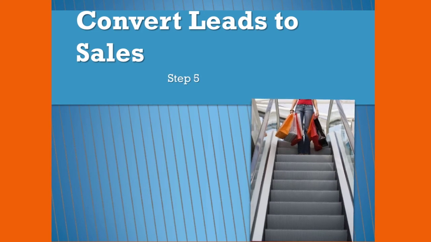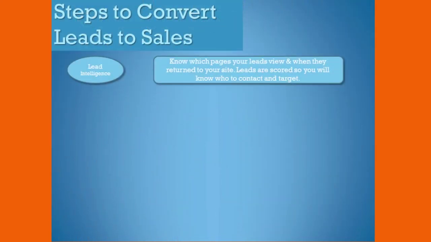So how do you convert those leads that come in into sales? All right, well, there's different ways of doing that. The first is to have some lead intelligence. You want to know which pages your leads are actually coming to and when they return to your site so that you can target them. And then you can also score them to say, oh, this is a hot lead or this is a cold lead. They've been here before. So, hey, let's reach out and get back in touch with them because I think they're a good lead to follow up with about this particular product.